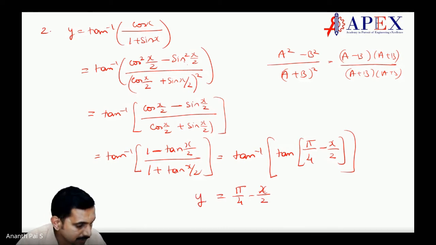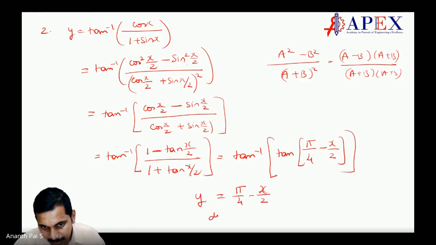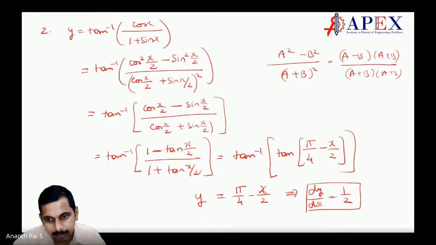So if that is y, then what is dy by dx? dy by dx is equal to minus half. Very important. So this big one, you will get only dy by dx as minus half. Simple. So by transformation, you can solve the problem.